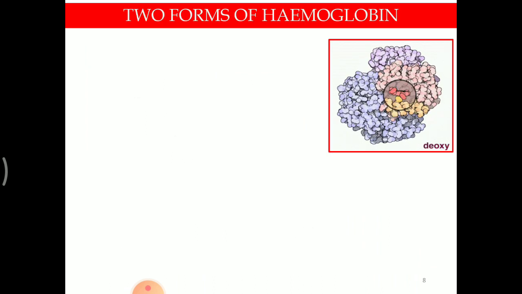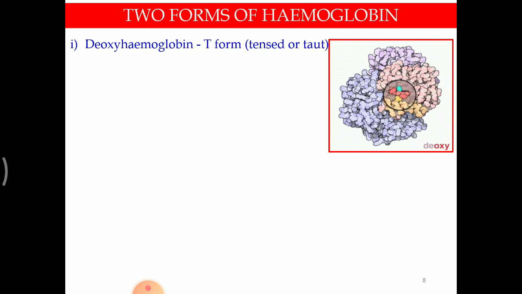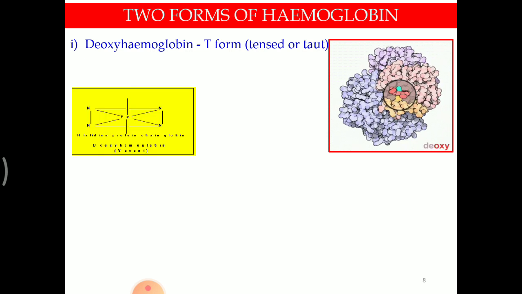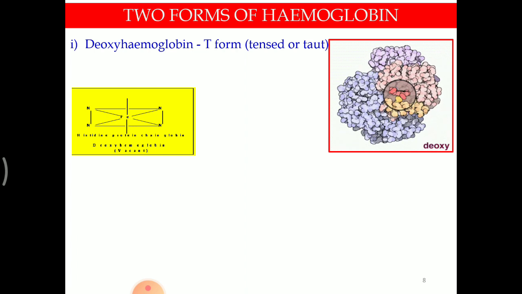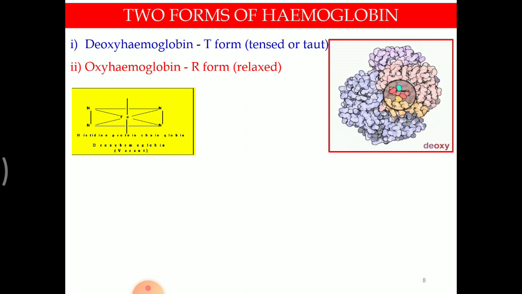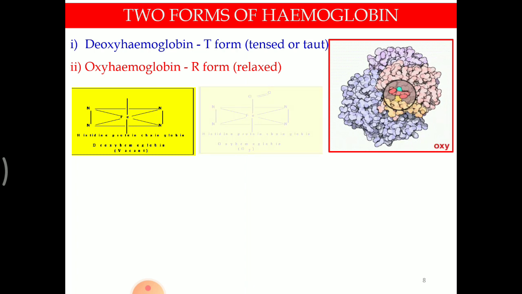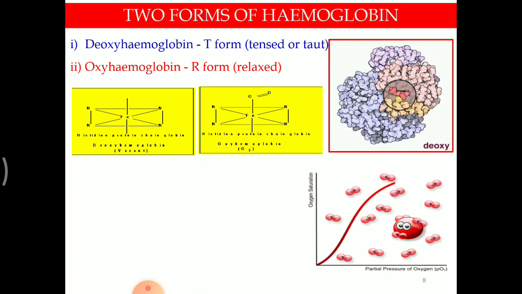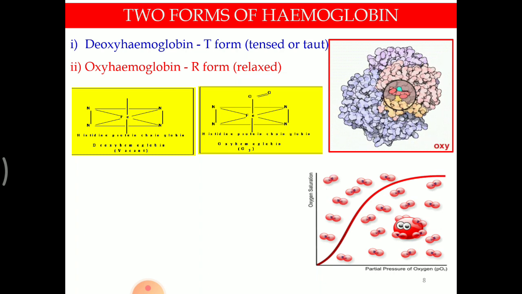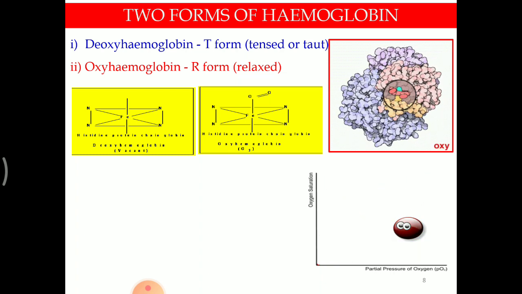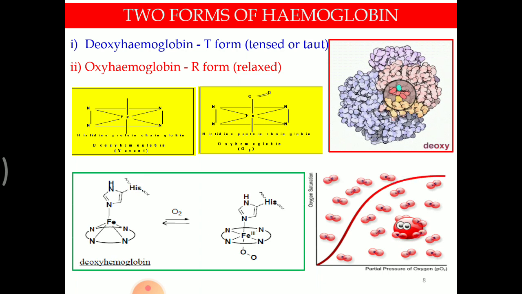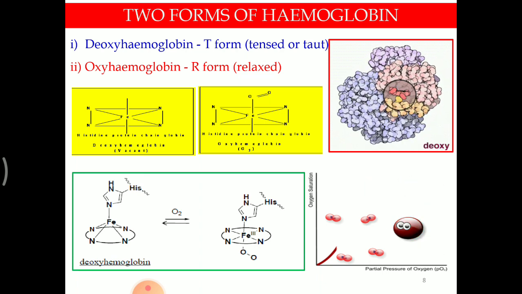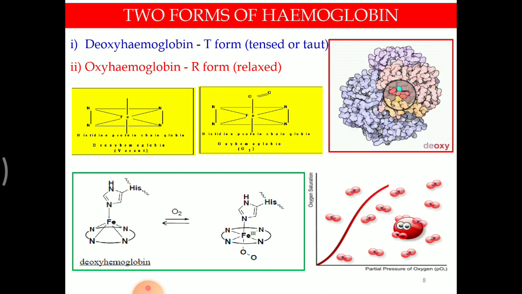There are 2 forms of hemoglobin. One is deoxyhemoglobin, that is the T form, the tensed or taut form. In deoxyhemoglobin, there is a vacant site for coordination of oxygen. Another form is oxyhemoglobin, that is the R form or relaxed form. In oxyhemoglobin, the 6th position is coordinated with oxygen. Deoxyhemoglobin is dark red in color. When oxygen binds with the deoxy form, it becomes bright red. Deoxyhemoglobin is non-planar in shape and oxyhemoglobin is planar.